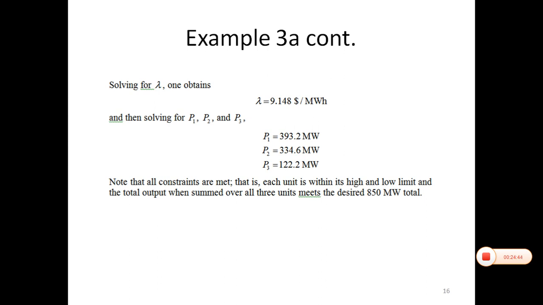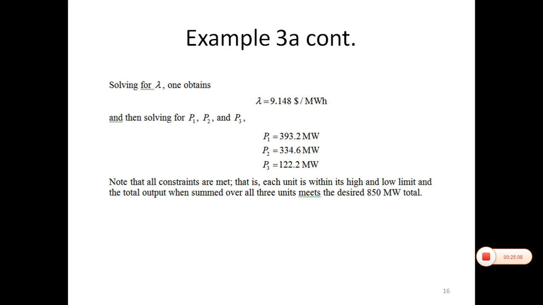So if we solve all the above equations for lambda, we obtain lambda equals 9.148 rupees per megawatt hour. And then for solving P1, P2 and P3, we get P1 equals 393.2 megawatt, P2 equals 334.6 megawatt, and P3 equals 122.2 megawatt.